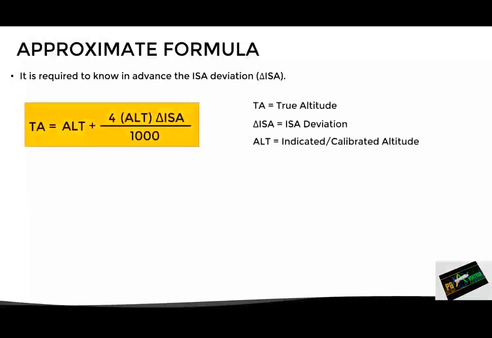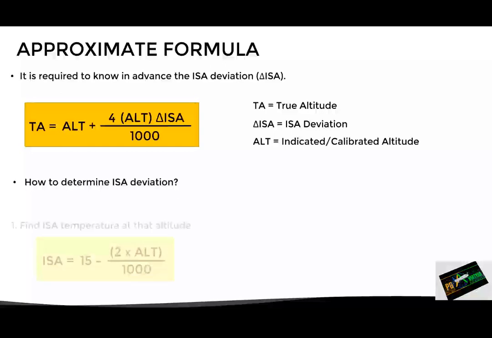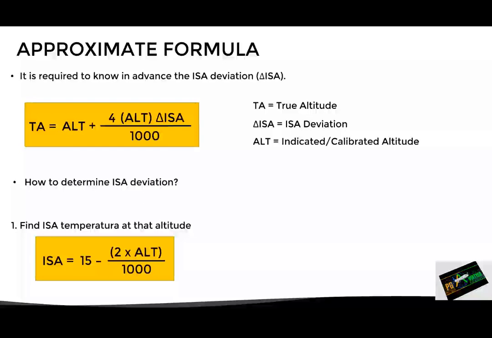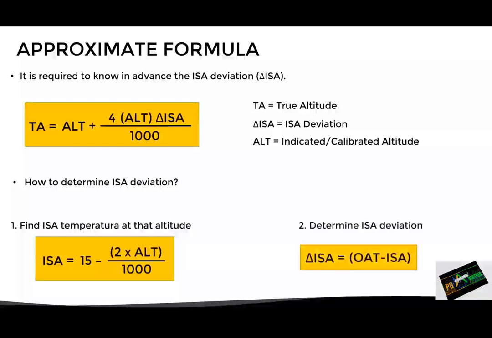To use it, it is required to know in advance the ISA deviation, since this is the formula we are going to use. As we know from the video about ISA conditions, the ISA deviation can be determined by calculating first the standard temperature at that altitude using this formula, and then determining the difference in relation to the actual temperature. Let's look at the same example, but using this formula.